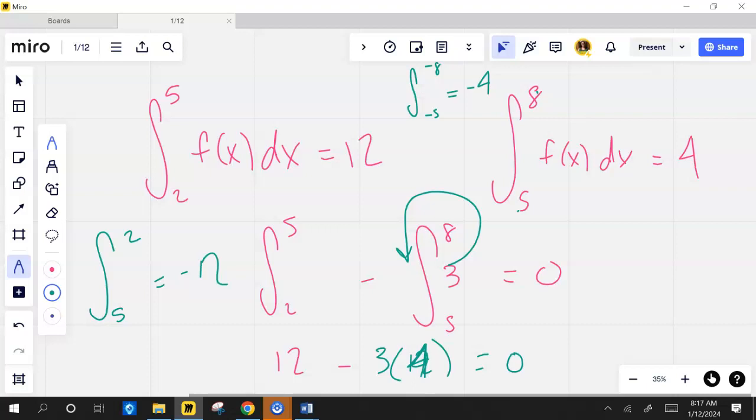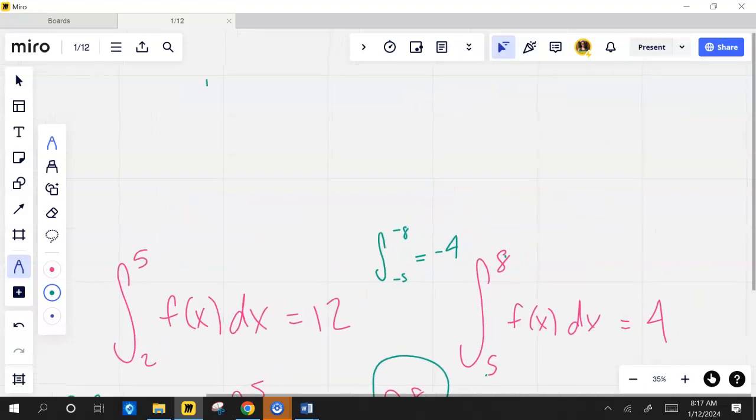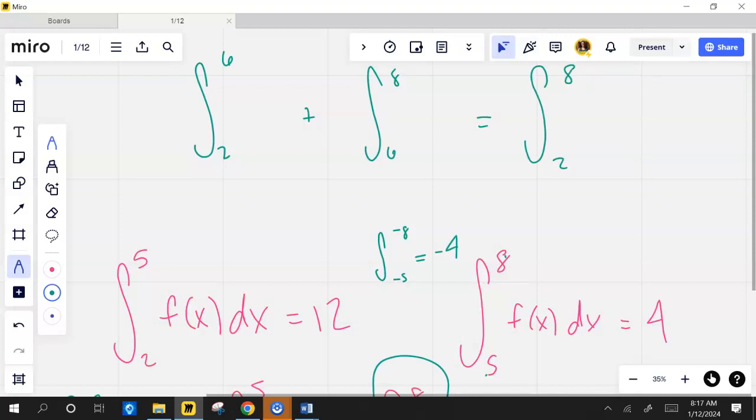Right. So, okay, so D says from 2 to 6 plus from 6 to 8. So what I can do is I can combine that and say, well, that's the same thing as from 2 to 8. And I have from 2 to 5 and then from 5 to 8. So I could add those two together to get 16. It doesn't matter how I split it. I'm still covering that entire bound.